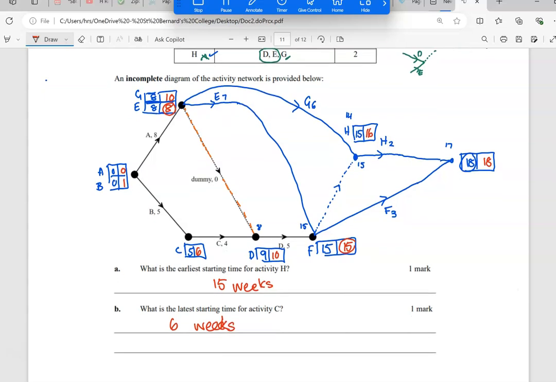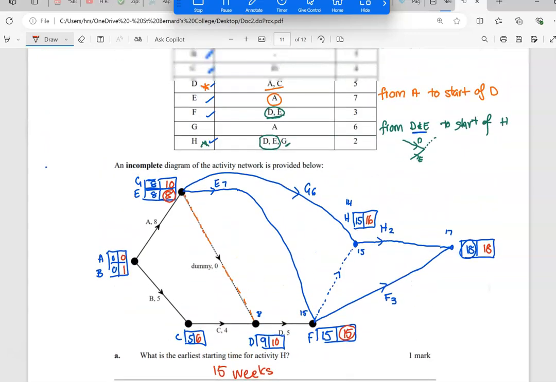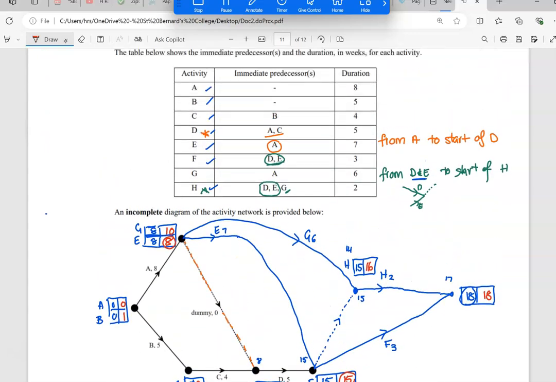Reading off that. I just didn't show the whole of this question. It's that dummy that I want you to know. I think if you know that, you're going to be a lot quicker.